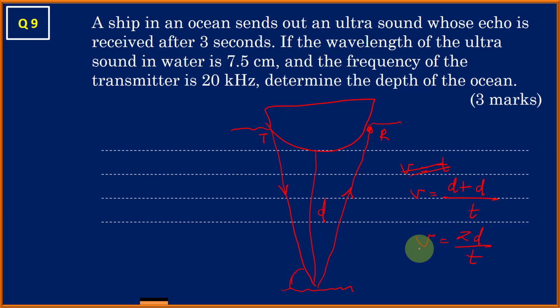You have used this equation before, but in most cases we usually give you the speed. But in this question, what we have given you is the wavelength of the waves and the frequency. So 20 kilohertz is 20,000 hertz. You will combine this wavelength and the frequency to get the speed, because speed is frequency times wavelength. But the same speed is 2d over t, so you can substitute everything here in order to calculate the depth of the ocean.